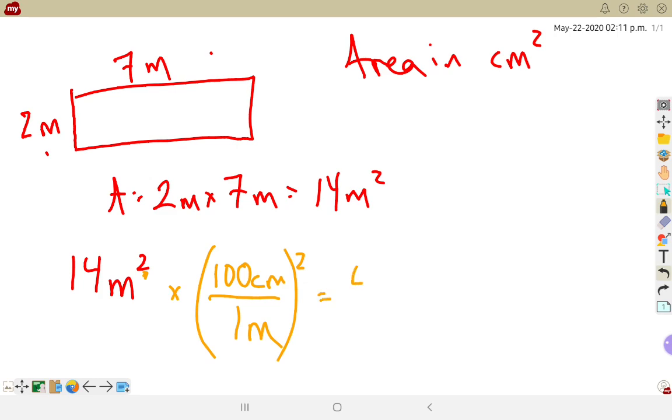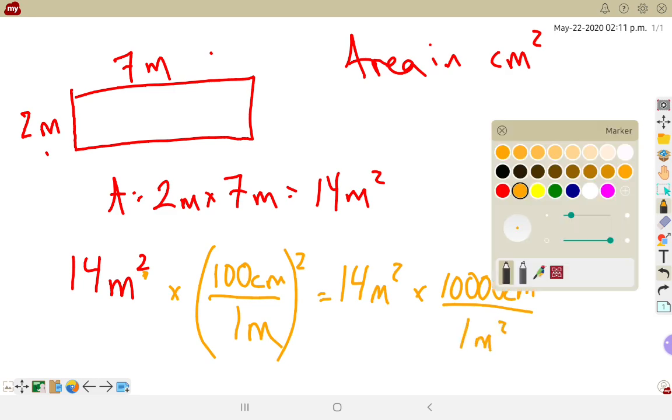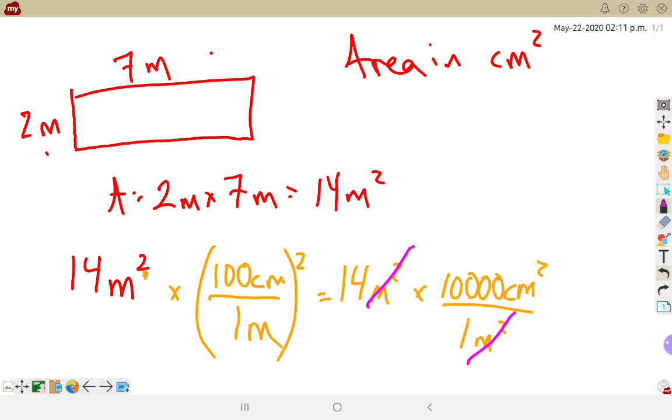So this now becomes 14 meters squared times 10,000 centimeters squared over 1 meter squared. Now my meters squared cancel. I go 14 times 10,000, and I have 140,000 centimeters squared. So you don't need to remember the conversion factor from meters squared into centimeters squared. All you need still is that basic centimeters to meters, and just square that conversion.